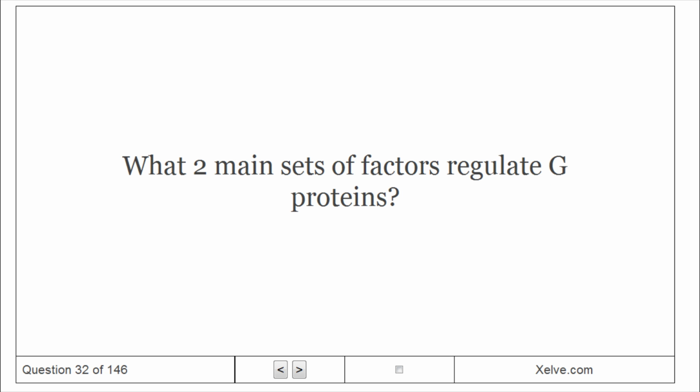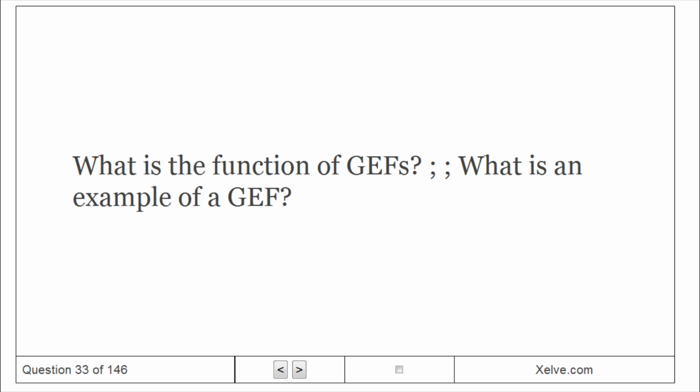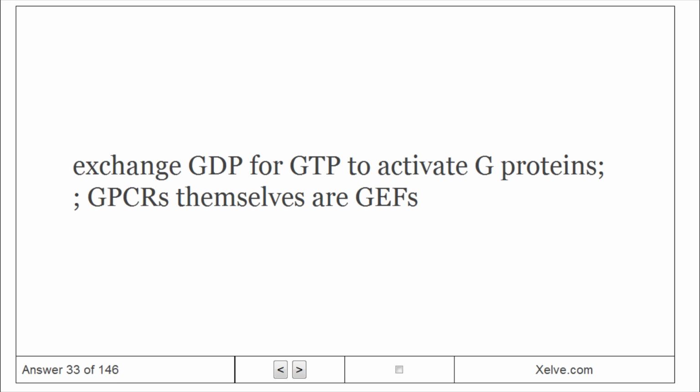What 2 main sets of factors regulate G proteins? 1. GTP/GDP exchange factors, GEFs. 2. GTPase activator proteins, GAPs. What is the function of GEFs? What is an example of a GEF? Exchange GDP for GTP to activate G proteins. GPCRs themselves are GEFs.